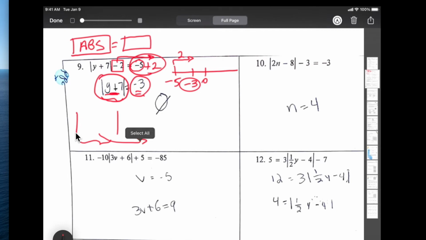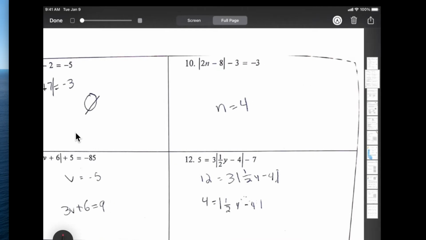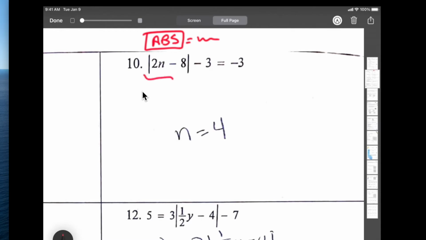Okay, let's move on and come to number 10. The goal with any absolute value problem is to get this schematic. Absolute value by itself, everything else on the other side. And by absolute value, I mean this construct right there. So we need to isolate that by itself before we can do anything.